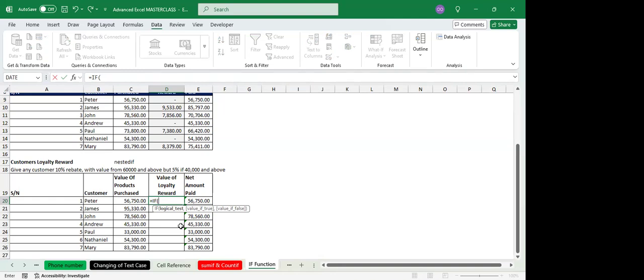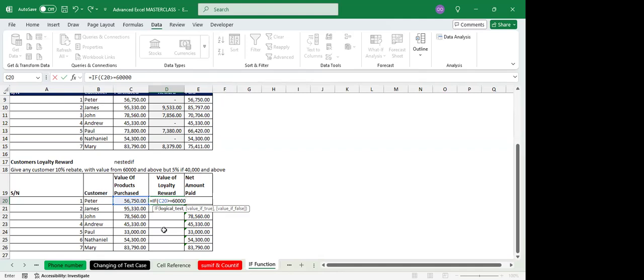All right. So, what's the logical test? The logical test is the condition I've painted. That is, does the value of purchase, is it greater than or equals to 60,000? Don't forget that there's another condition. So it means that in this particular scenario, there are two tests. But let's see how it works.